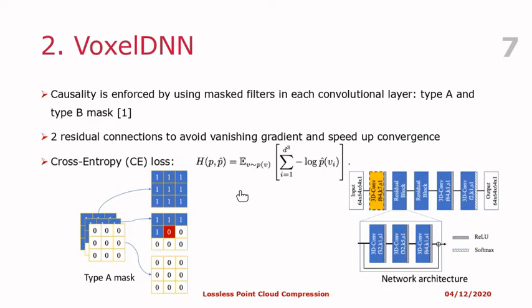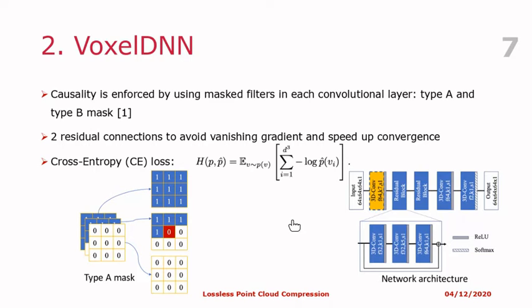The figure on the right side shows our network architecture. In each convolutional layer here, we multiply the convolutional filter with a mask A or mask B. Mask A, in yellow, is only applied in the first convolutional layer, and it will restrict the connection from the current voxel to the future voxel. On the left side is a sample 3 by 3 by 3 mask A. We can see that from the center position of the mask, it is filled with 0 until the last position of the mask, and all other positions are filled with 1.